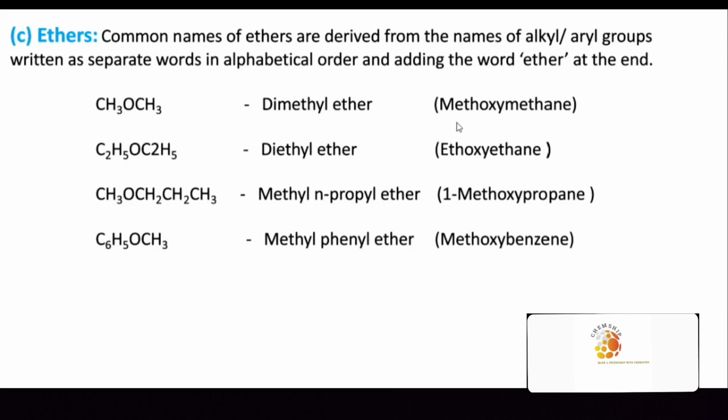These are also according to IUPAC names, but these are different from this. This group is the methoxy group. In this case, this is the ethoxy group. In this case, this is a methoxy group, and in this case also it is a methoxy group. This methoxy is attached to the parent name. This is methane, right? So this is methoxymethane. This is ethoxy, and this is ethane, no? So this is ethoxyethane. This is methoxy attached to propane, so it is methoxypropane. Here the methoxy group is attached to phenyl, that is benzene, so methoxybenzene.